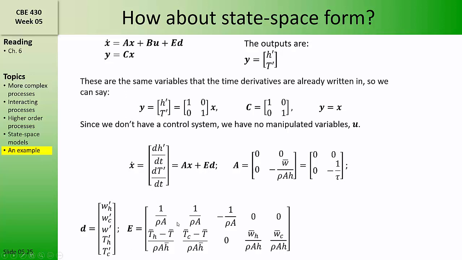and tc prime, affect each of the state variable derivatives, dh prime dt and dt prime dt. The temperatures do not appear in the material balance, and only the two incoming stream flow rates and temperatures appear in the energy balance. The effluent stream was eliminated. Now we can take the Laplace transform of our linearized state space model.